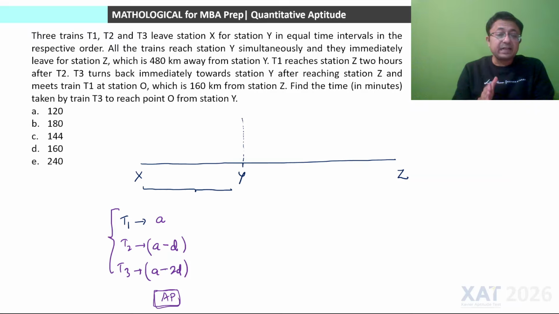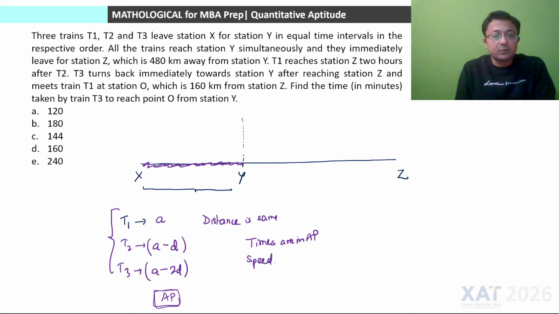And if times taken are in arithmetic progression, also we know that this distance XY is constant for all of them. Right? All of them are traveling this distance only from X to Y. So distance is same and times are in AP. So if distance is same and times are in AP, in that case, speeds will be in harmonic progression. Isn't it so? Times अगर AP में है तो speeds will be in harmonic progression.